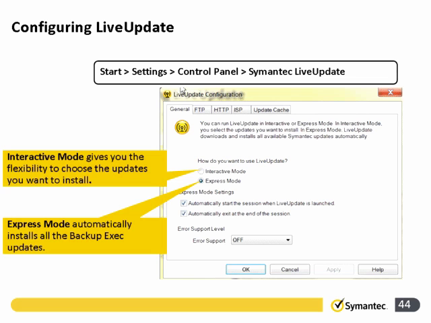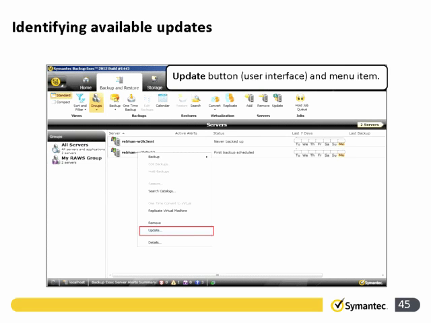To configure Live Update, you can simply go to Settings, Control Panel, Symantec Live Update, and set it up for interactive or express. The default for Backup Exec, I believe, is interactive mode. This is not nearly as critical for Backup Exec as it is, for example, for Symantec Endpoint Protection. I can tell Backup Exec to just run an update.